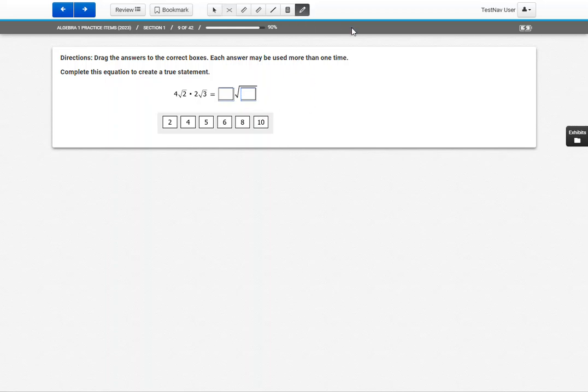All right, number 9. So for this one, what you want to do is you want to multiply the outside first. So 4 times 2. 4 multiplied by 2, which is 8. And then square root of 2 times 3, which is 6. So, and that's that. 8 square root of 6.